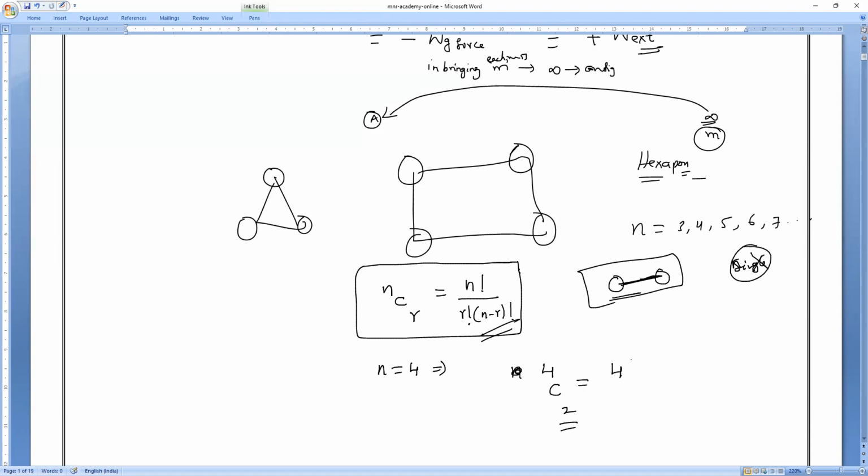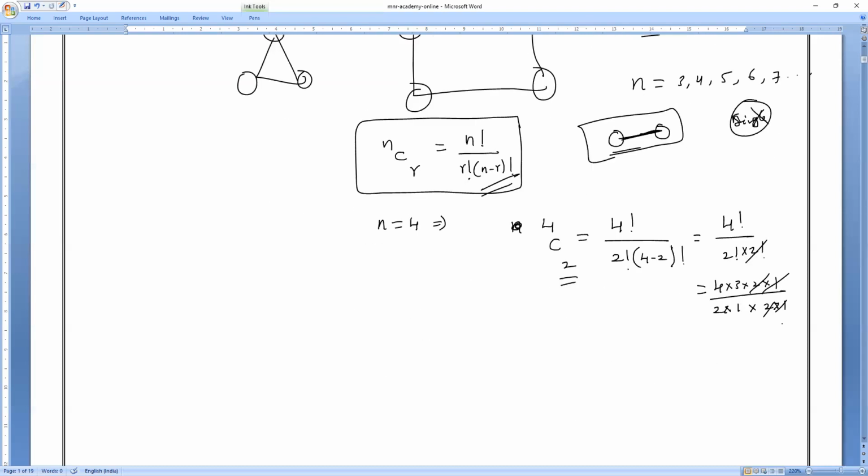So what is the number of configurations? 4 factorial divided by 2 factorial into 4 minus 2 factorial, which is equal to 4 factorial divided by 2 factorial into 2 factorial. So 4 into 3 into 2 into 1 divided by 2 into 1 into 2 into 1. The 2 will get cancelled, the 1 will get cancelled, 4 threes are 12. 12 divided by 2 gives how many configurations, everybody? So we have already done this.